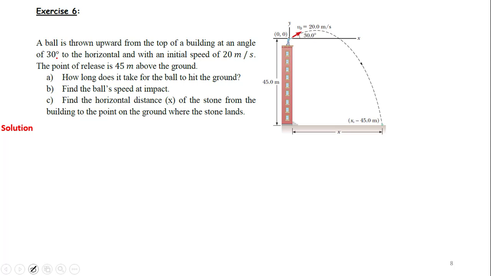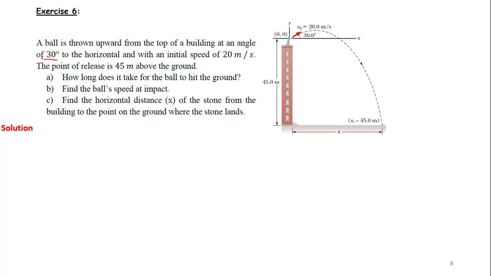So we have a ball that is thrown upwards with an angle of 30 degrees. When we start any exercise, we have to draw a figure. In the exam, if I don't give you any figure, then you have to draw the figure by yourself. You cannot do any calculation without the figure.